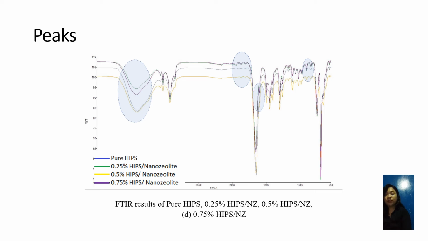A shoulder peaking at around 1600, also from carbon-carbon configurational changes of the butadiene component as a result of nanozeolite interaction, can also be observed. Then at 800 to 850, the presence of nanozeolite may have contributed to internal vibrations of silicon oxide and aluminum oxide, which were more pronounced at 0.25 and 0.75% nanozeolite content.